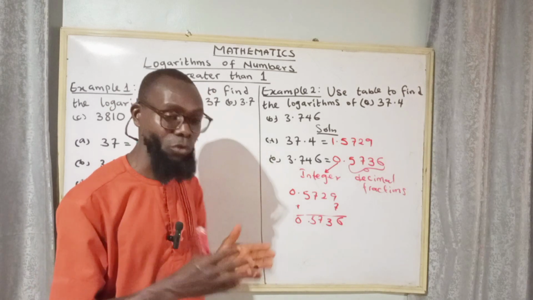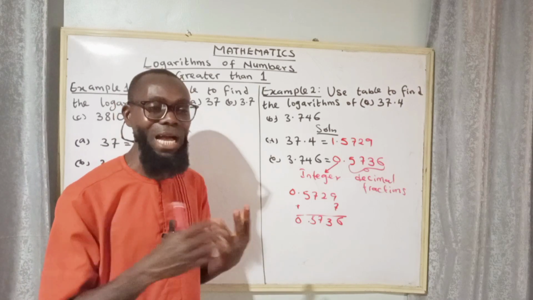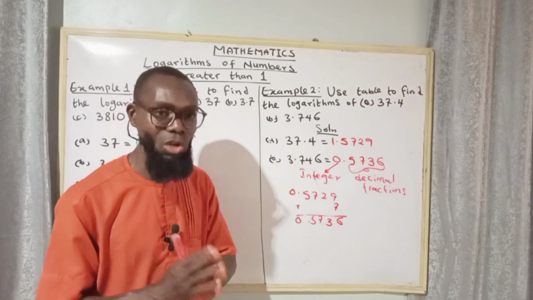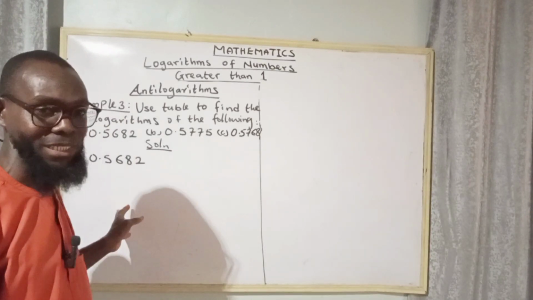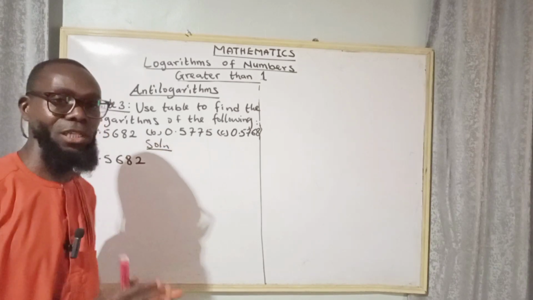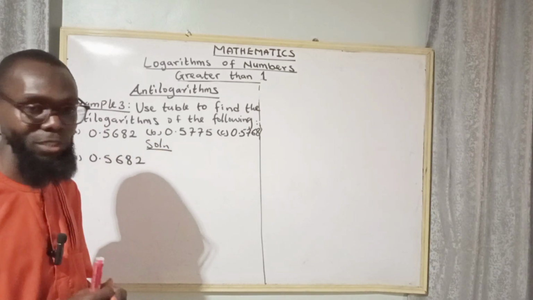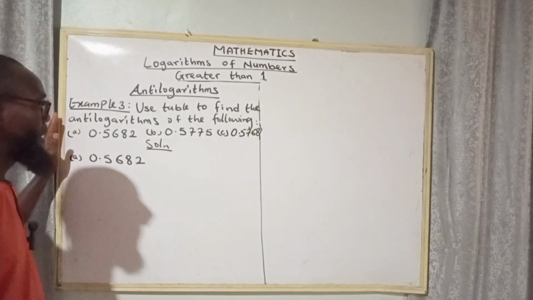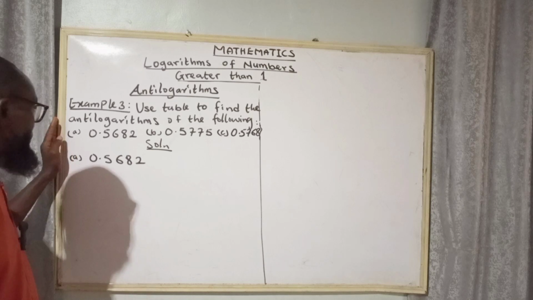So since we understood this one on how to check logarithm, let us now look at how we check anti-logarithm. Example 3. In this example 3, as I said, we want to look at anti-logarithms. Anti-logarithm means the opposite, that is the reverse of logarithm. Example 3. Use the table to find the anti-logarithms of the following.